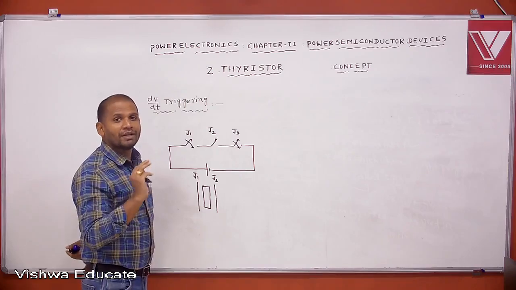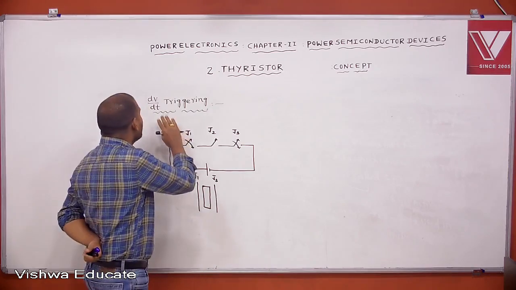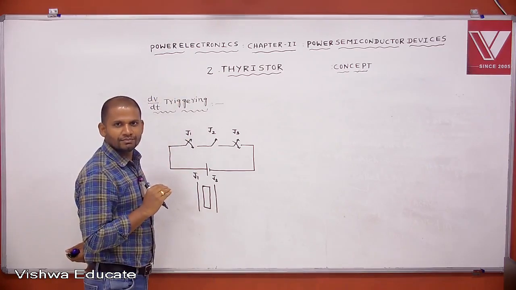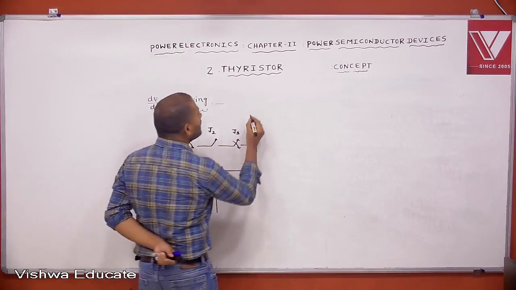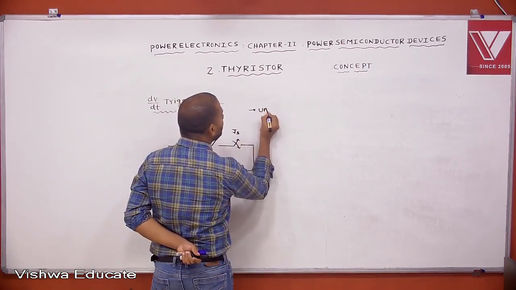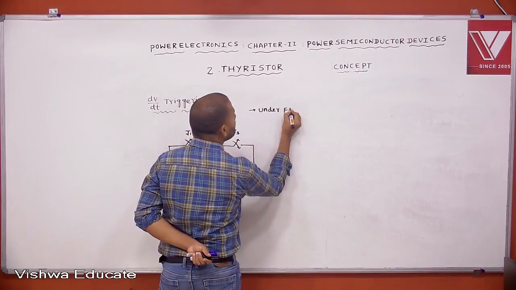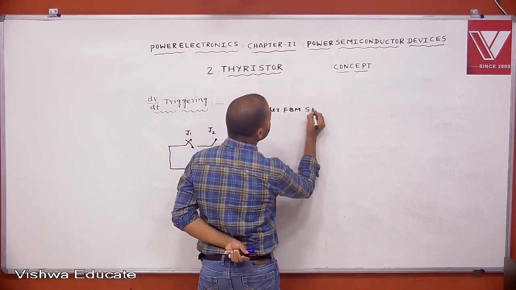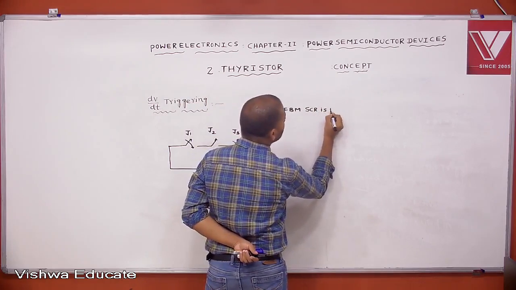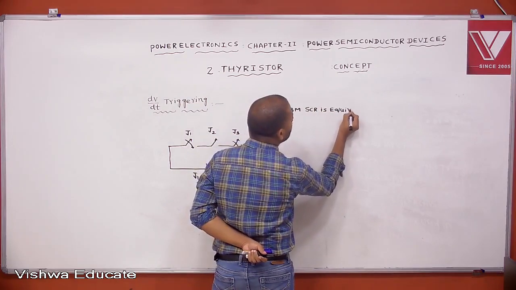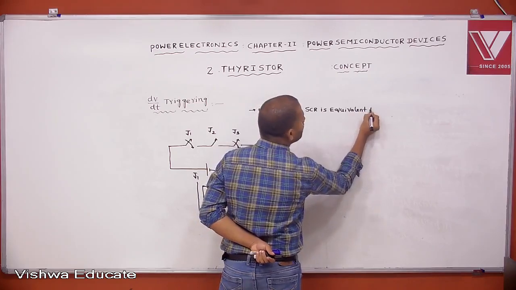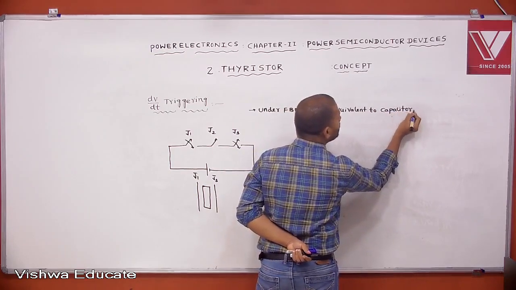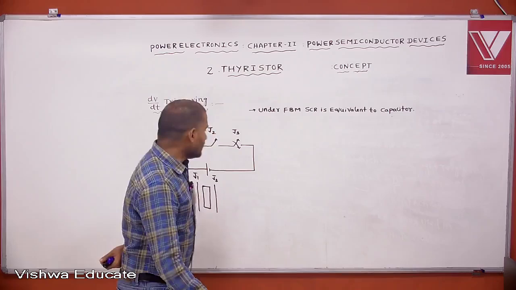Because of this property, we say that there exists a dV by dt triggering. That means under forward blocking mode, SCR is equivalent to a capacitor. The reason is this one.